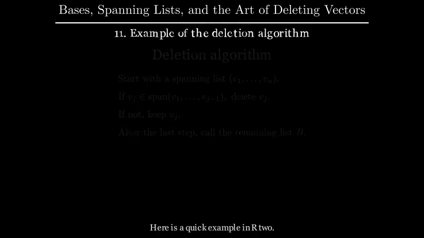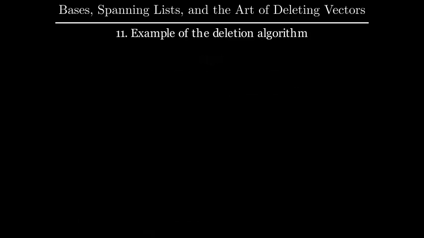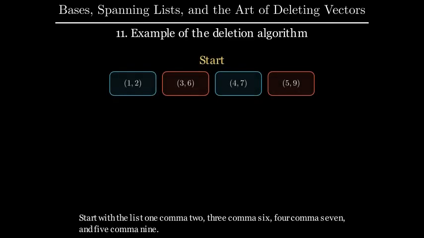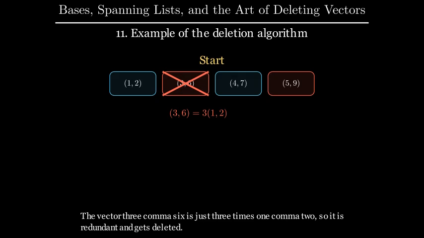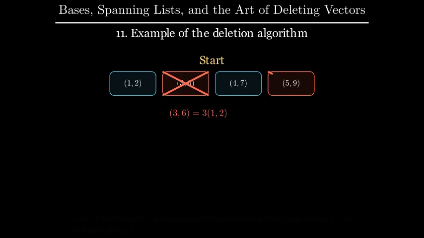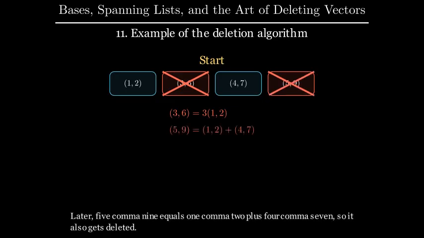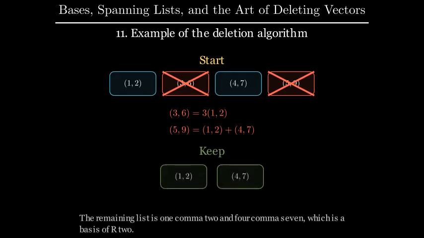Here is a quick example in R2. Start with the list (1, 2), (3, 6), (4, 7), and (5, 9). The vector (3, 6) is just 3 times (1, 2), so it is redundant and gets deleted. Later, (5, 9) equals (1, 2) plus (4, 7), so it also gets deleted. The remaining list is (1, 2) and (4, 7), which is a basis of R2.